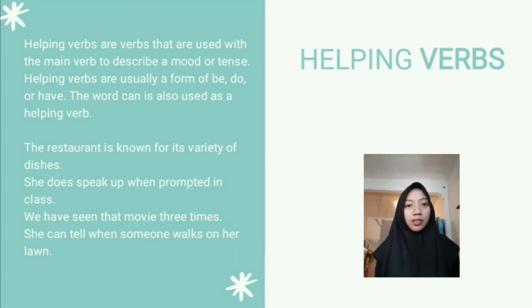For example, 1. The restaurant is known for its variety of dishes. 2. She does pick up when prompted in class. 3. We have seen that movie 3 times. And the last, she can tell when someone walks on her lawn.